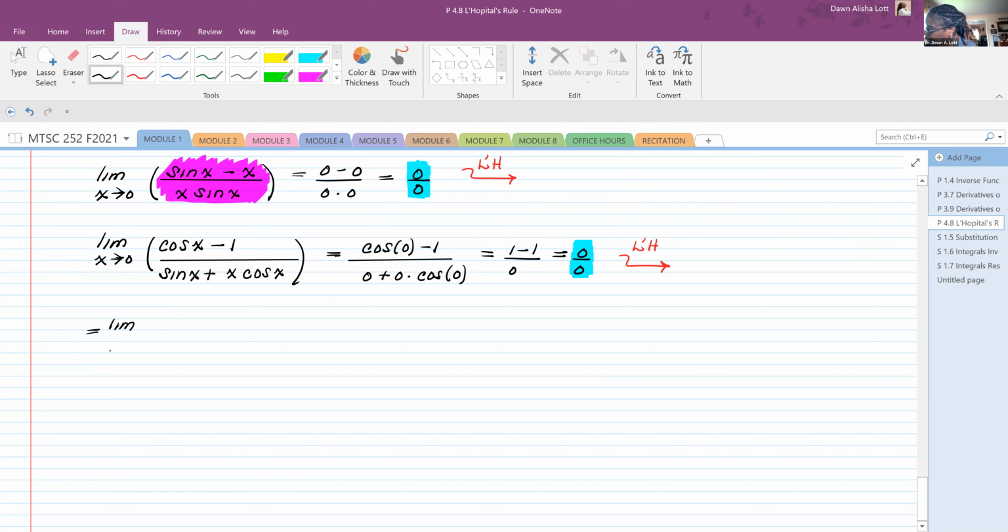So this is the limit as x approaches 0. In the numerator, derivative of cosine is negative sine of x. In the denominator, the derivative of the sine of x is cosine x. Plus, I have to use a product rule. So I'm going to do derivative of the first times the second, plus the first times the derivative of the second, and this time I get 0 over 2, but that's just 0. So now I have an answer.